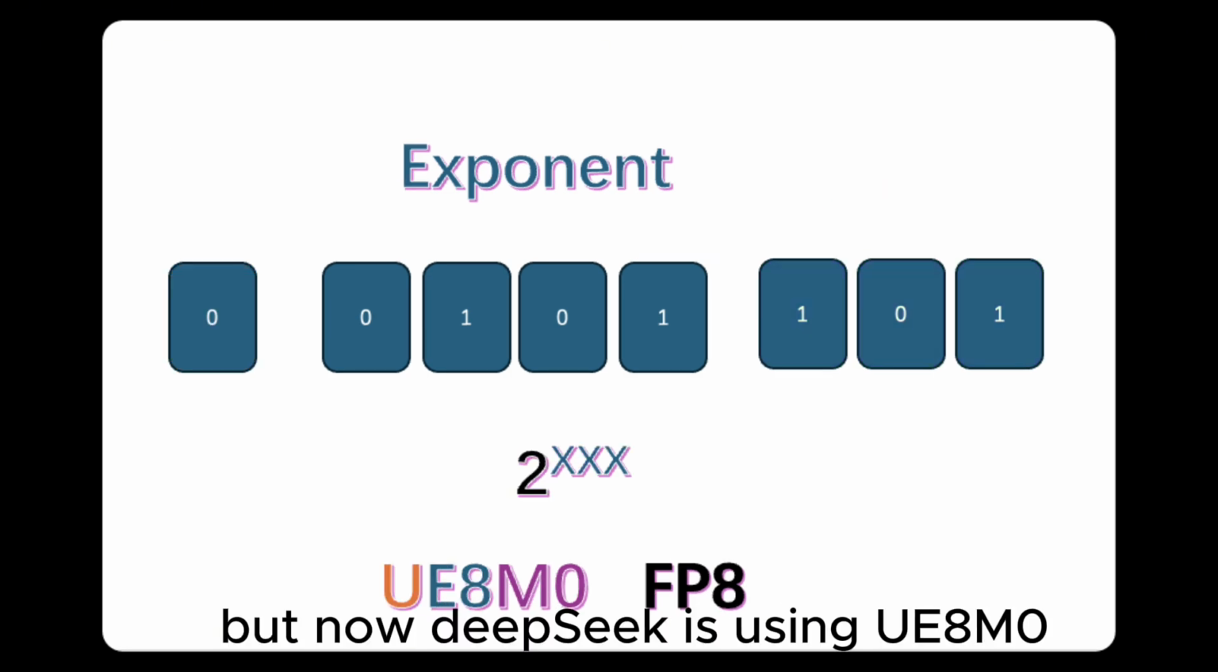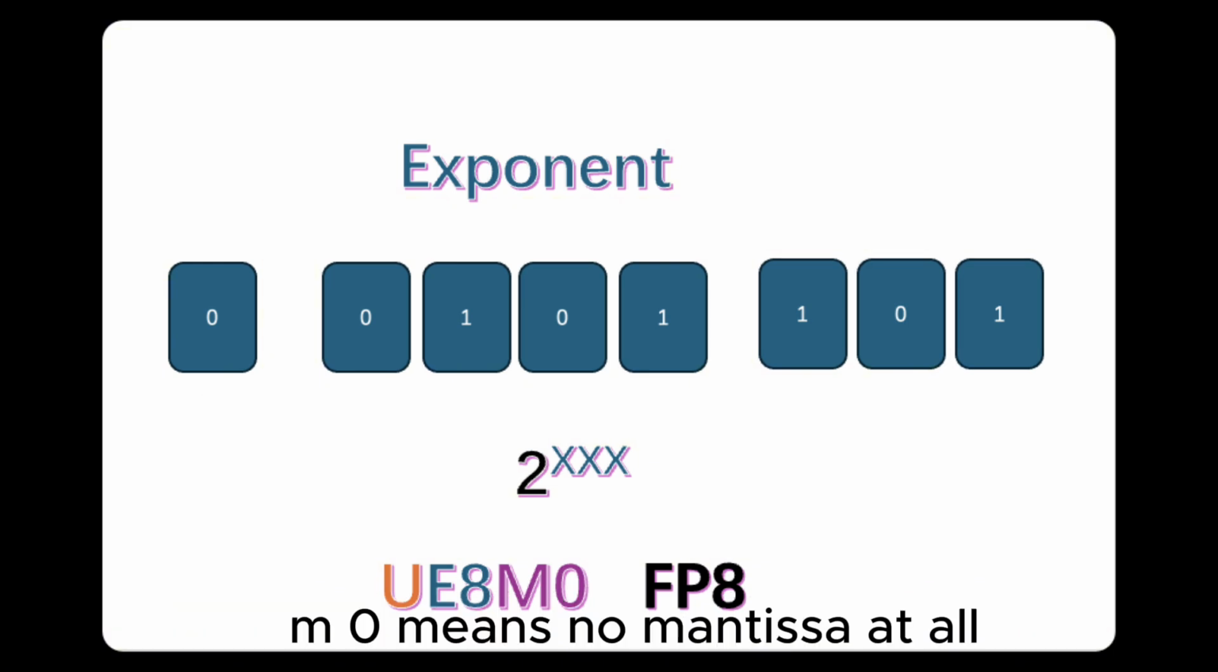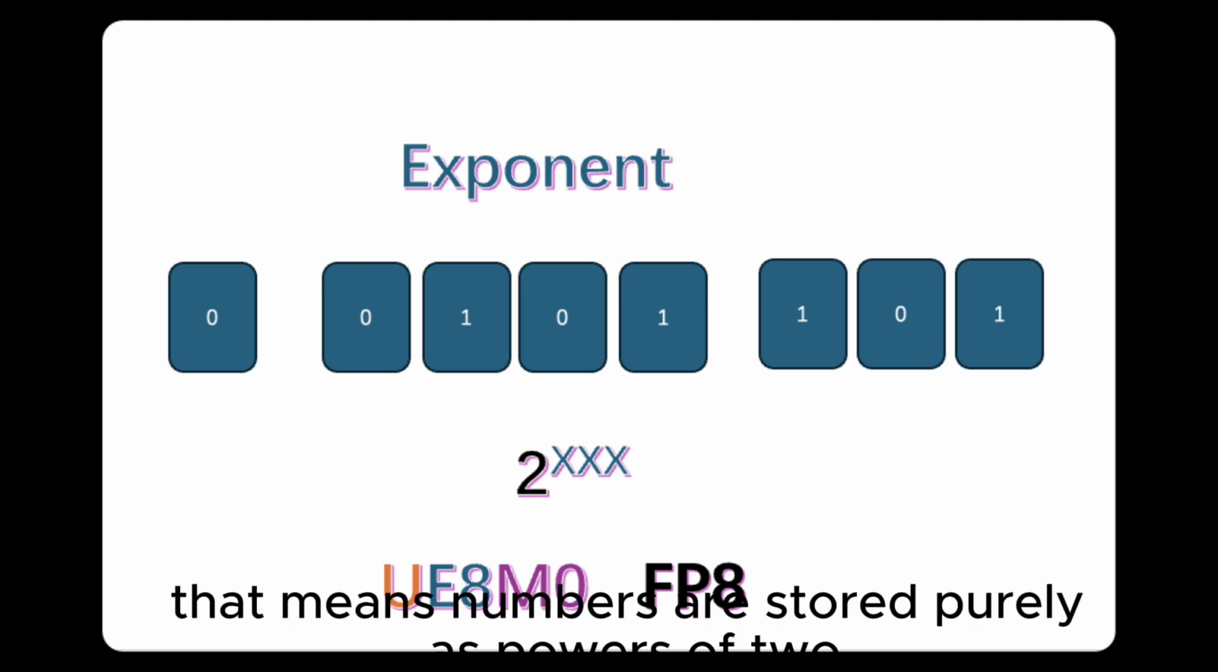But now DeepSeek is using UE8M0. There's no sign bit. E8 means 8 bits for the exponent. M0 means no mantissa at all. That means numbers are stored purely as powers of 2.